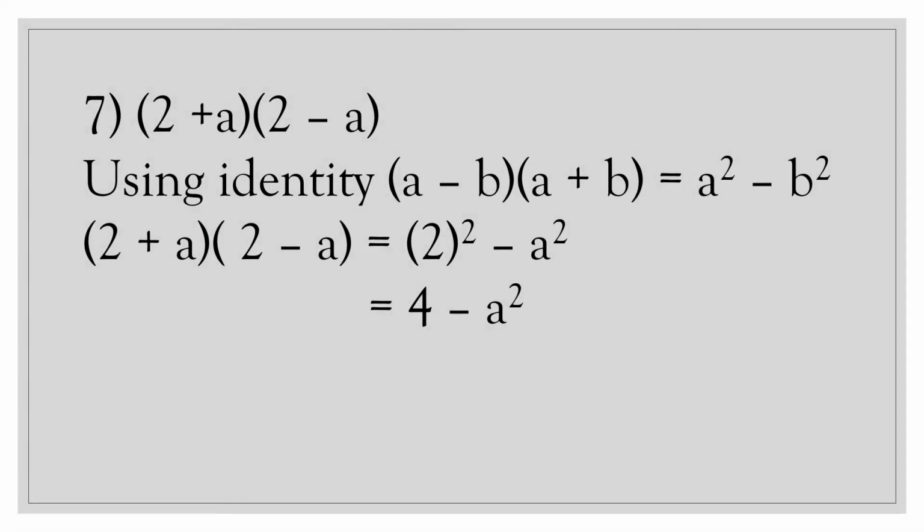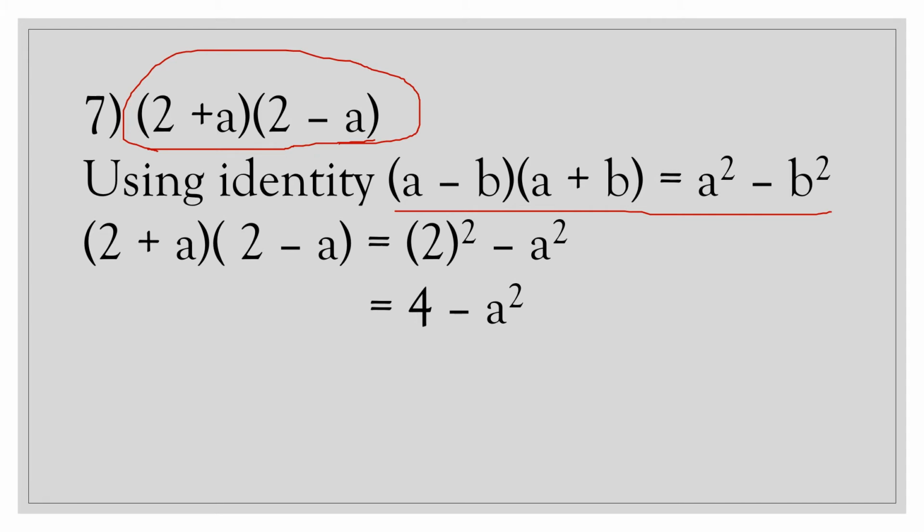Now coming to another identity, (a + b) into (a - b), which is equal to a square minus b square. You have to simplify (2 + a) into (2 - a). Use the same identity. So it will be equal to 2 square minus a square. That is equal to 4 minus a square.